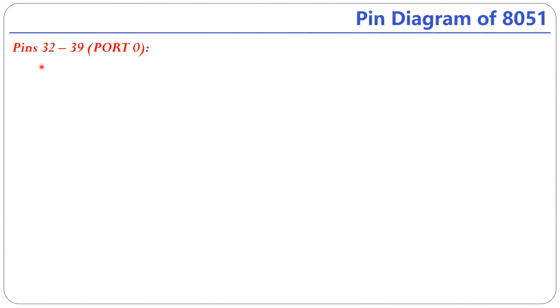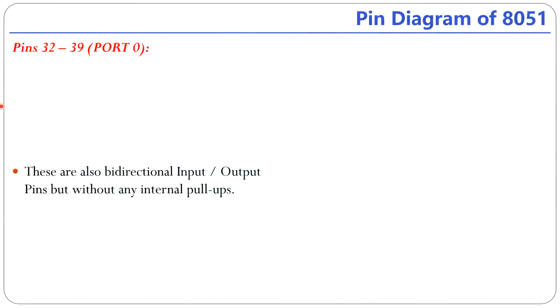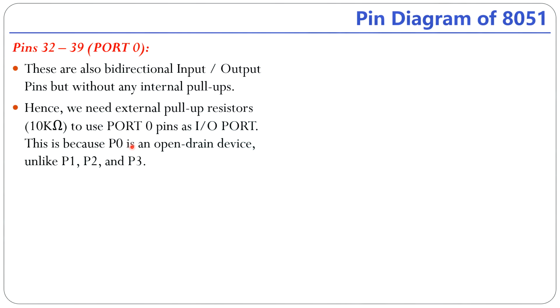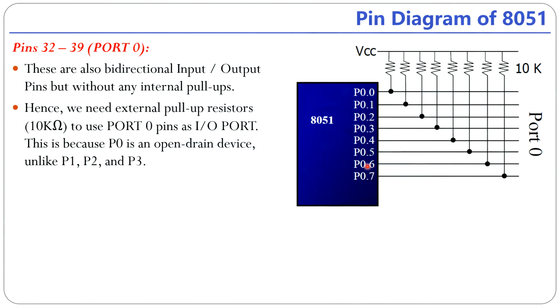Now we will see here pin number 32 to 39, port 0, right? This one. So these are also bidirectional input output pins, but without any internal pull-up resistor. Remember here port number 1, port number 2, port number 3, all ports do not require the external pull-up resistor. These ports are already connected with internal pull-up resistors. But remember, port P0 requires the external pull-up resistor. We need external pull-up resistors of 10k ohm to use port 0 pins as input output port. This is because P0 is an open drain source, unlike P1, P2 and P3. So this is the thing.